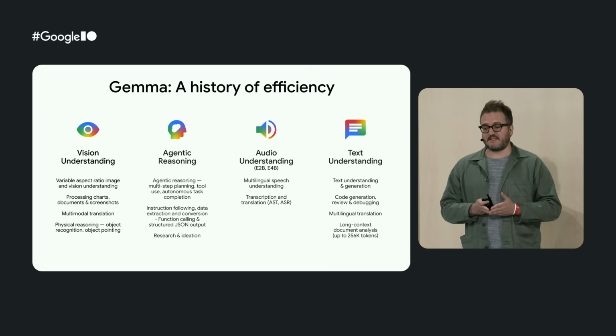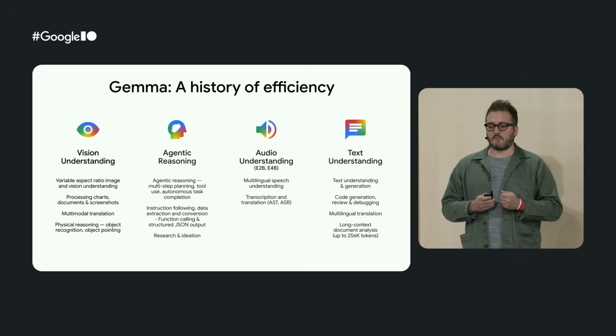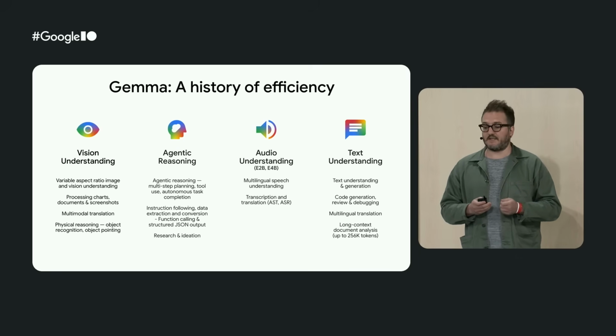In terms of capabilities, I want to highlight a couple of things. On the vision side, because we know our models are being used at the edge, we made sure to give you the highest amount of efficiency. We now have variable aspect ratio images and vision understanding. We can process charts, documents, and screenshots better than ever, and we have multimodal translation built from the ground up. On the agentic side, our models are fully ready with multi-step planning, tool use, and autonomous task completion. You can now use them in whatever agentic pipeline you have ready to go.